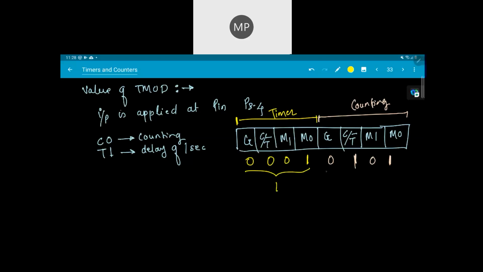This is 1, this is 5, I guess. So it is 15H. Okay, so the value of TMOD is 15H. So here we are using both timer and counter simultaneously, right? So we are using both the functionalities as a timer and a counter. So my TMOD value is 15H, right? Let's see the next programming step.